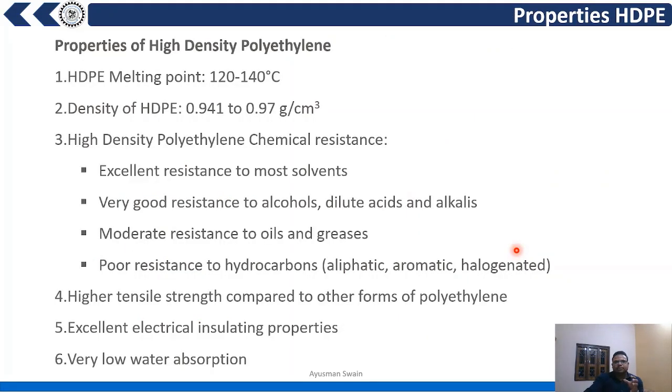But for high density polyethylene, these are melting point 120 to 140 degrees centigrade, and density is much more than LDPE. And these are the properties: excellent resistance to most of the solvents, very good resistance to alcohols, acids and alkali, moderate resistance to oils and grease, poor resistance to hydrocarbons. These have higher tensile strength, excellent electrical insulating properties and very low water absorption.